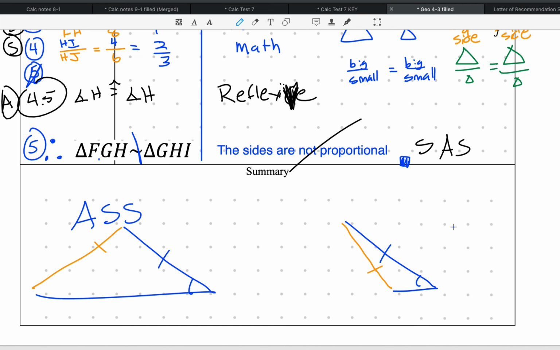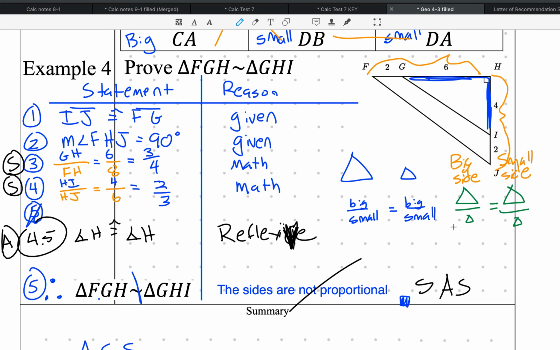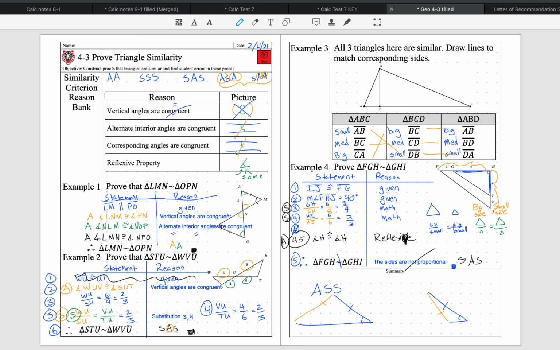All right, so that is our lesson. Sorry about example number 4 not working out. I think you get the general idea here. I assume that our objective is going to have a lower fist of 5. Let's check. Fist of 5, construct proofs for triangles and find maybe student errors on Khan Academy.